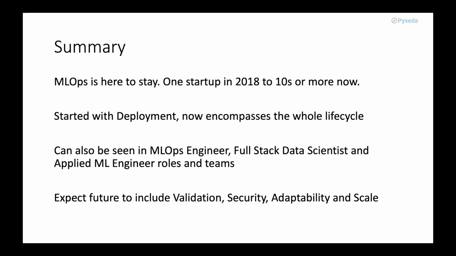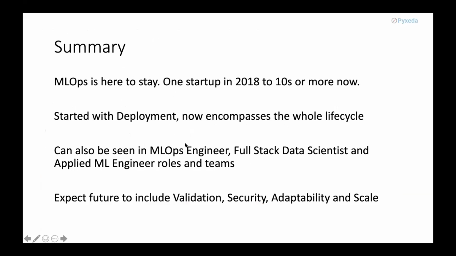So as a summary, I think MLOps has gone a long way in the last 2 years. There are tens, maybe even, I don't know if there are 100, but there are definitely multiple tens of startups. Deployment was a big challenge about 2 years ago. Now, deployment is much, much more established. The other things are starting to show effect.